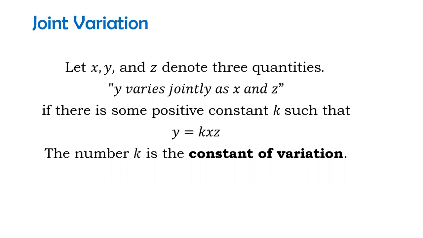So we have here y varies jointly as x and z, if there is a non-zero constant k such that y is equal to k times x times z. The number k is the constant of variation.